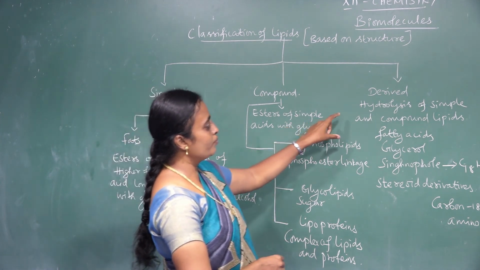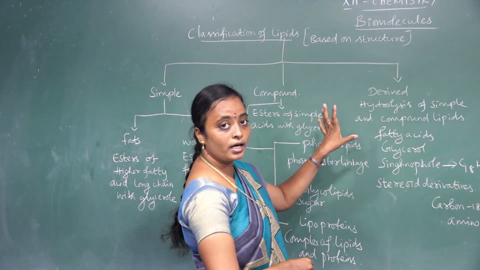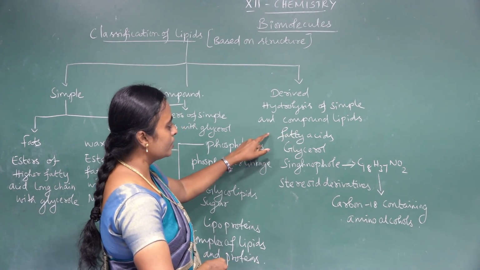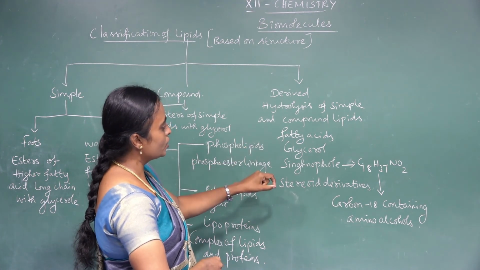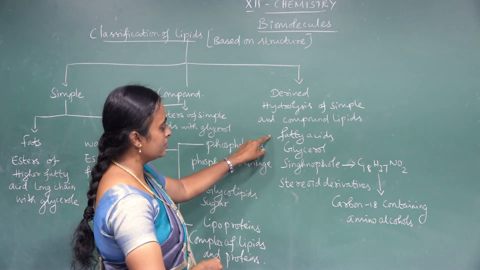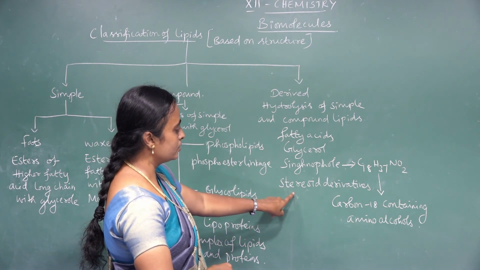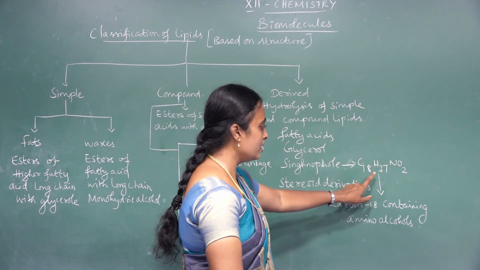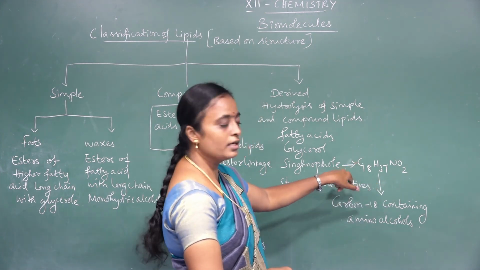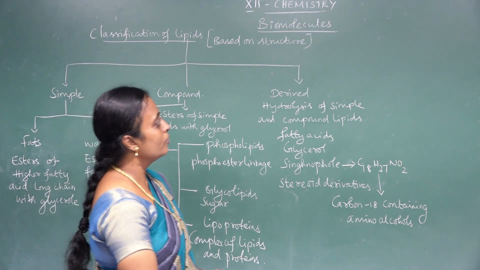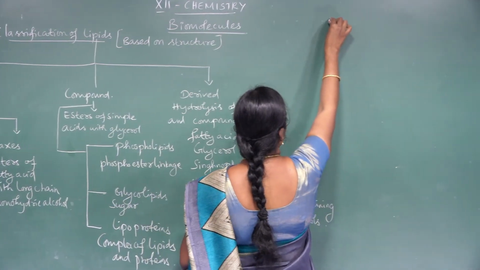In the same way, how do we get derived lipids? By hydrolysis of simple and compound lipids, and they contain fatty acids, glycerol and sphingosine, steroid derivatives, and the sphingosine compound C18H37NO2, which is generally a carbon 18 compound. Okay, and next we are going to see the characteristics of lipids.